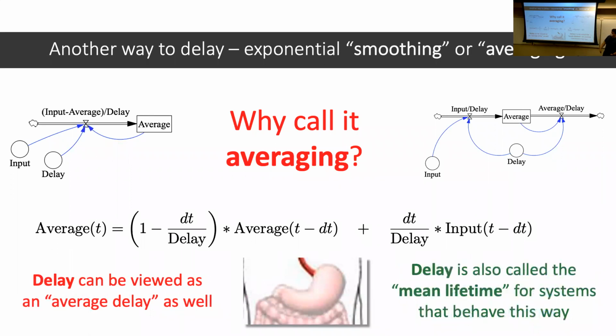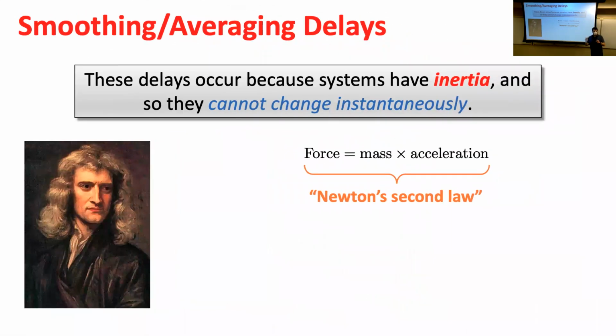So all these examples that I've given here, you can also view the delay as the mean lifetime for systems that behave this way. If you were to think about food in the stomach, as it exits the stomach, as it's dying off, you could ask, what's the average lifetime it spends in the stomach? Well, that average lifetime is this delay parameter. So these are all ways that we can conceptualize this funny delay that's in these smoothing delays.